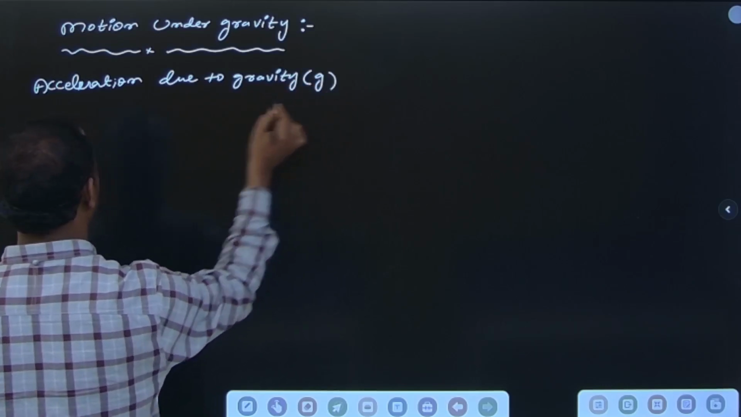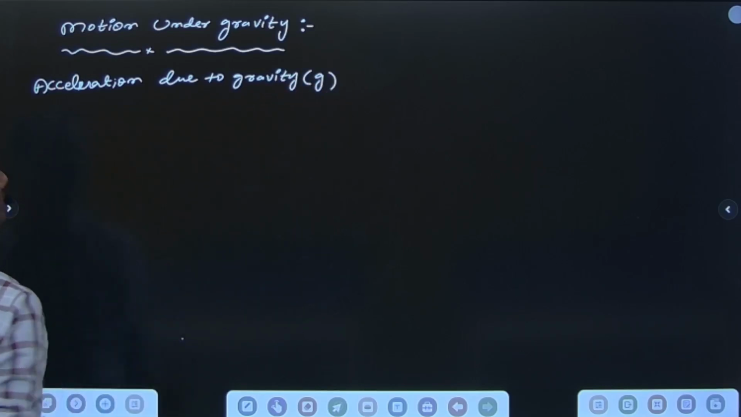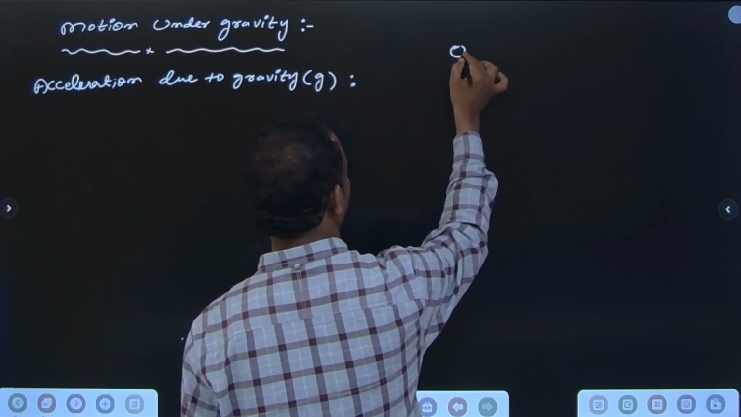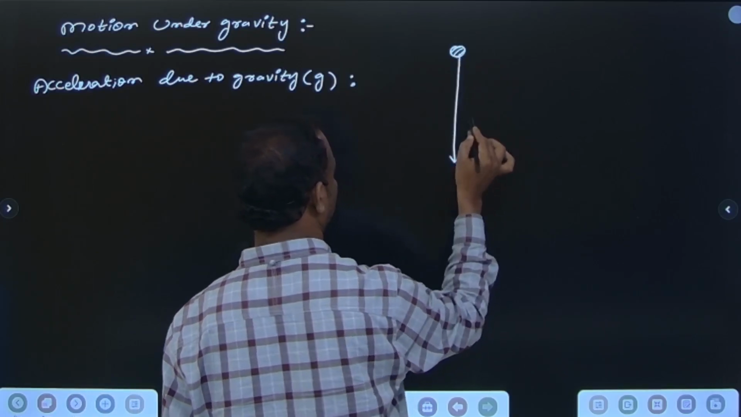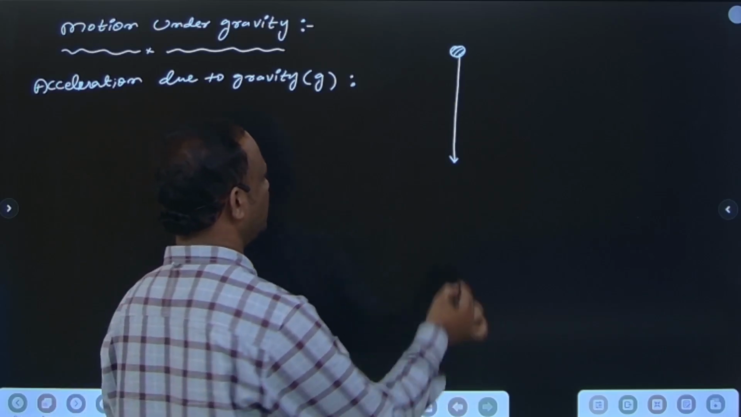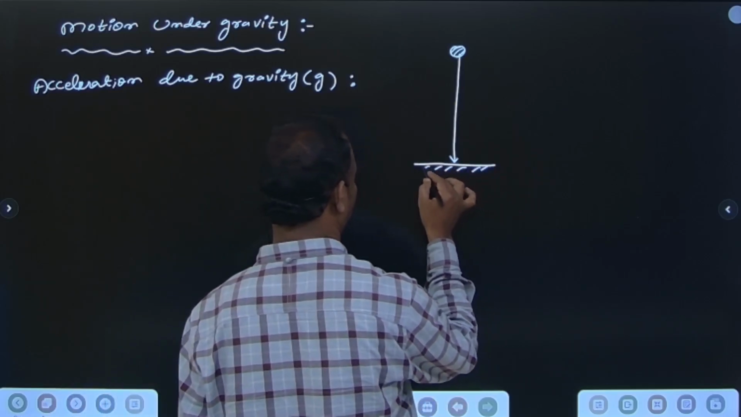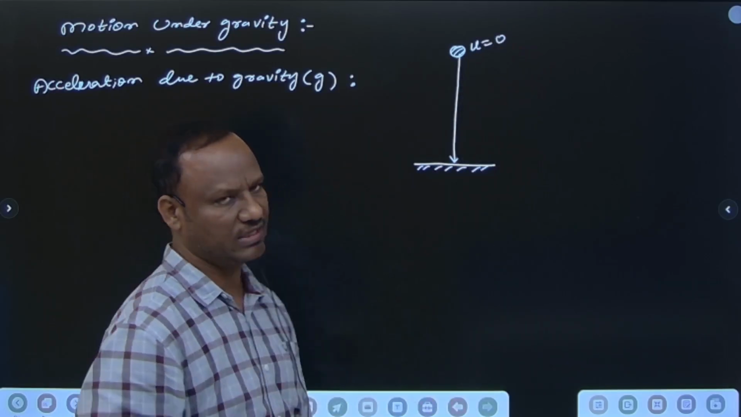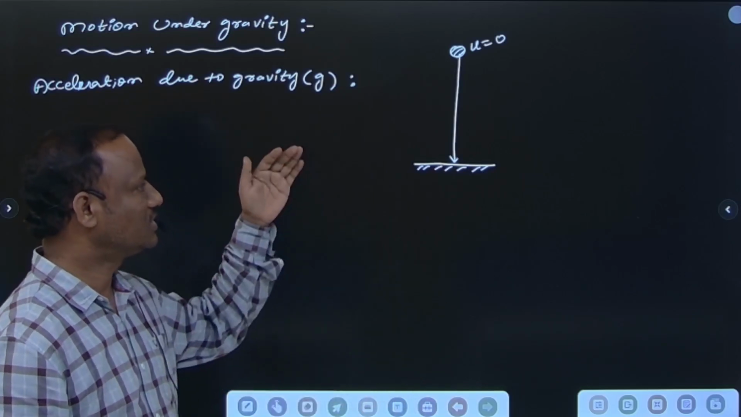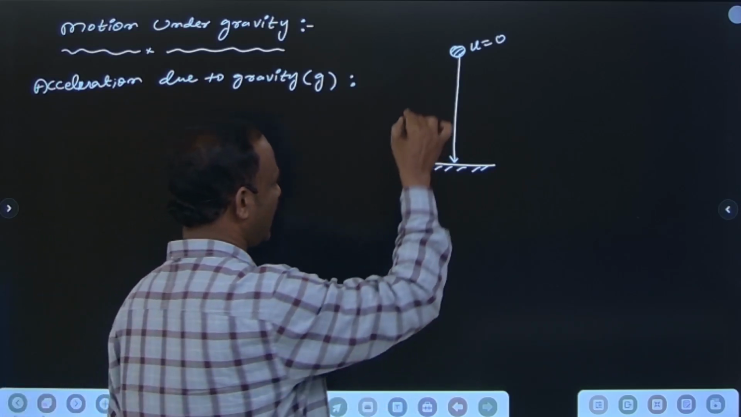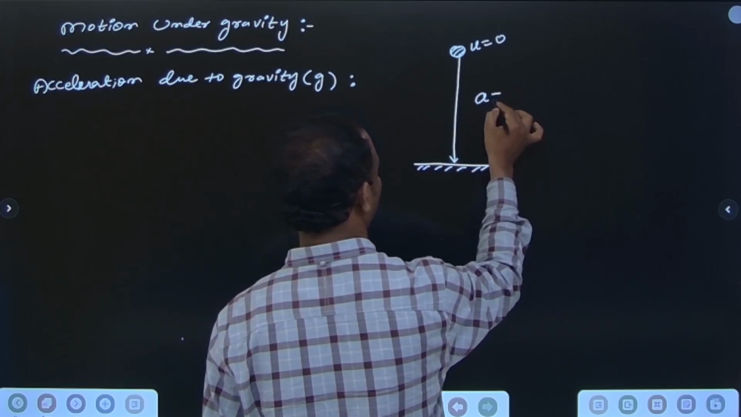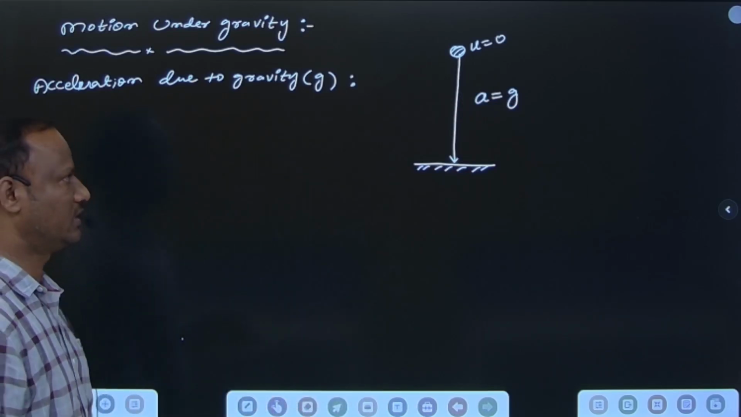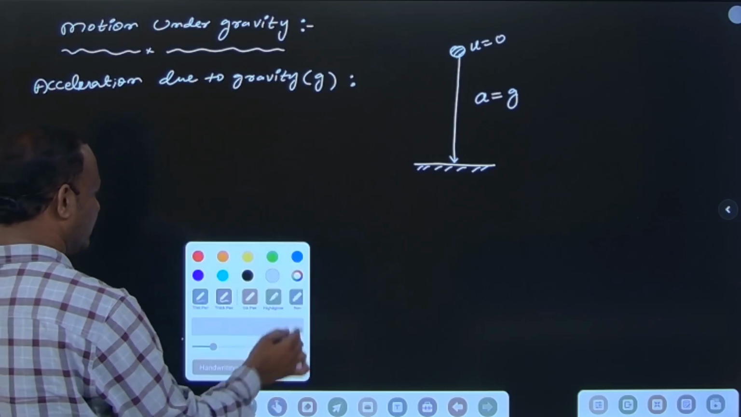It is G. Acceleration due to gravity: if a body is dropped from a height and reaches the ground, its initial velocity is U = 0. Gradually the velocity increases. Velocity increasing means acceleration is produced. Due to what? Gravity, towards the center of the earth.